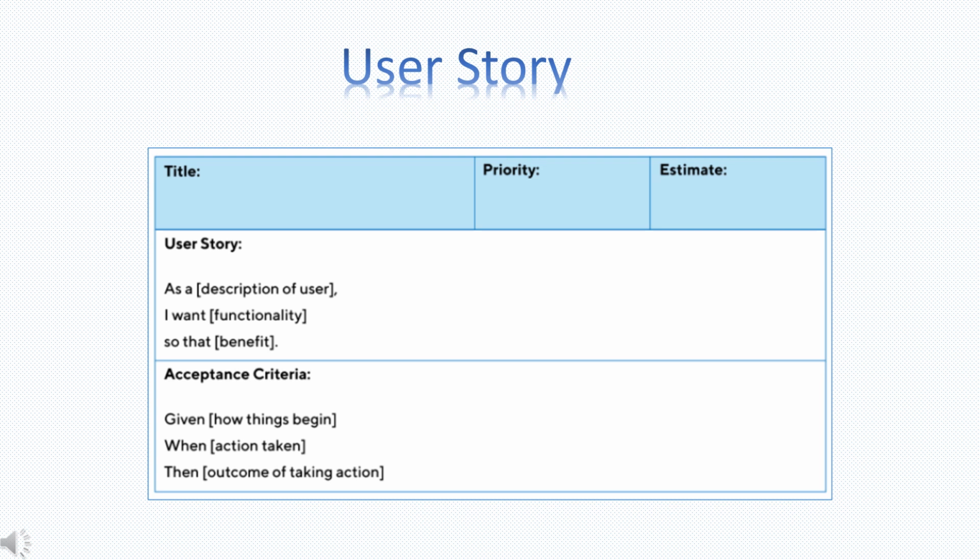E stands for estimable. The user story should be clear enough for the development team to estimate the amount of work required with a reasonable degree of accuracy. S stands for small. The user story must be small enough to be completed within a given time frame or a single sprint. You can do many user stories in a sprint, but a user story can never be done in more than one sprint. T stands for testable.